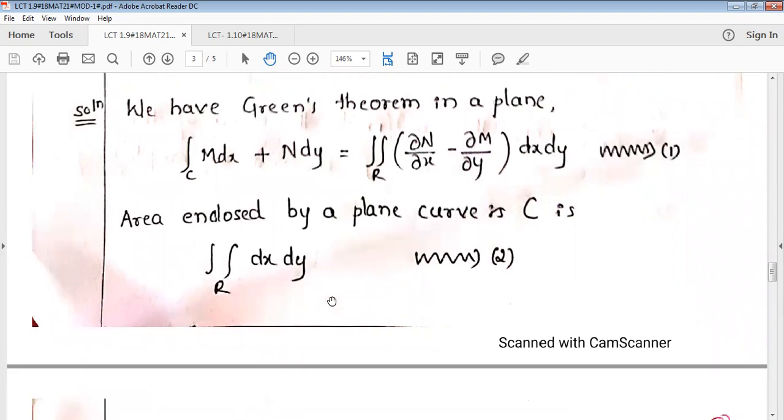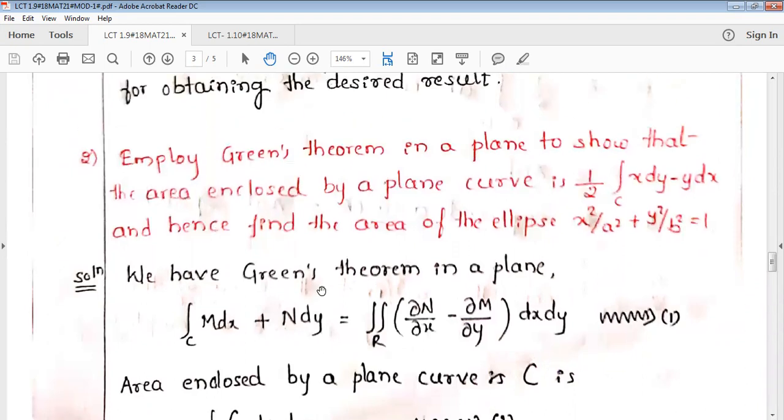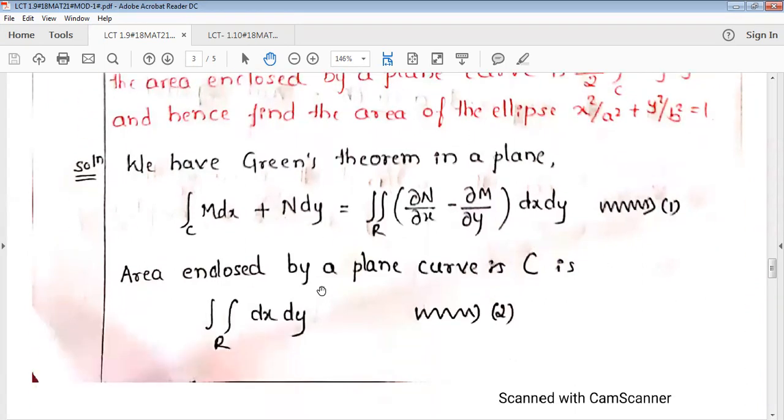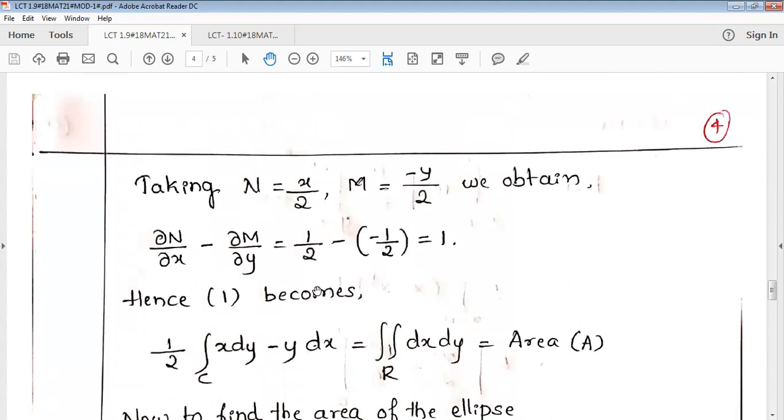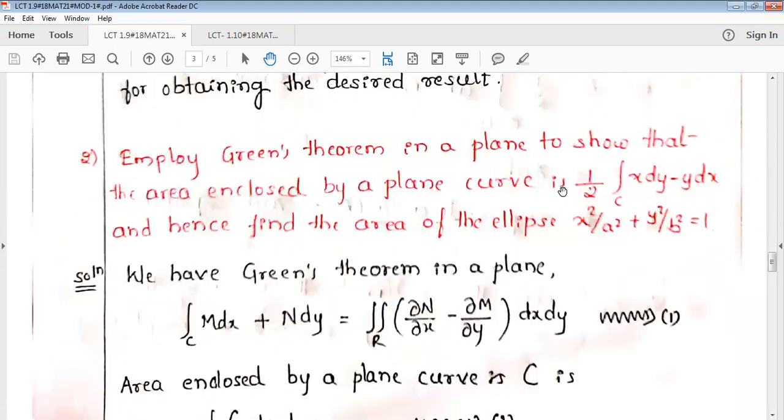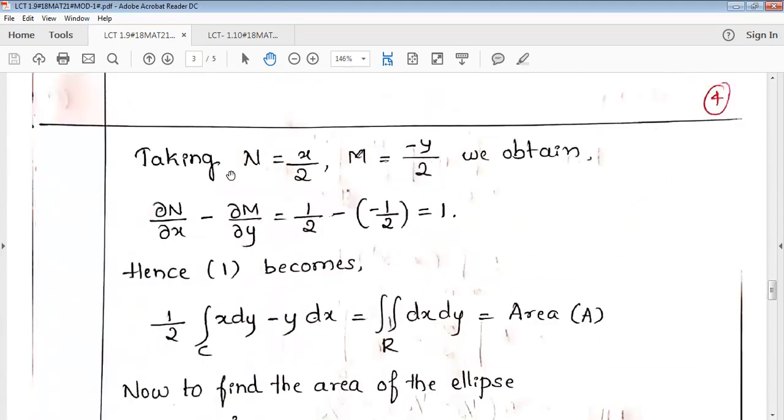Now here what is given? This is the plane curve. So in this curve, using this curve, we need to find n and m. So taking n as x by 2 and m as minus y by 2, we obtain dou n by dou x minus dou m by dou y as 1 by 2 minus 1 by 2 equal to 1. Means what?